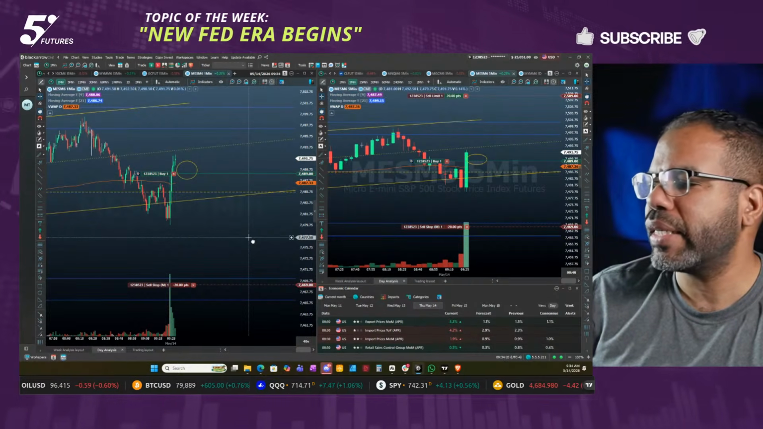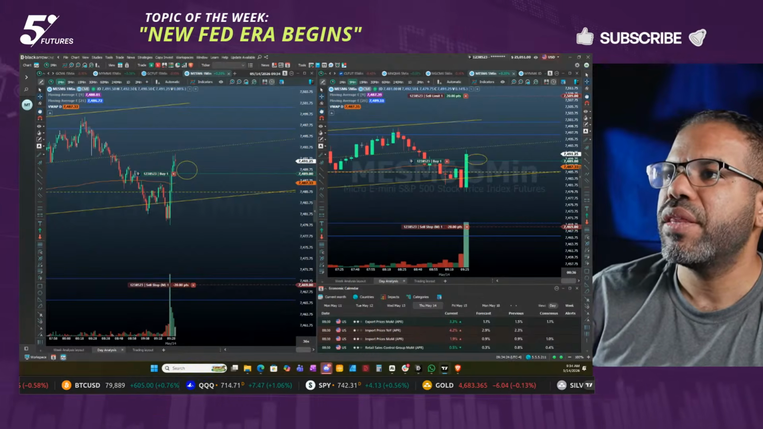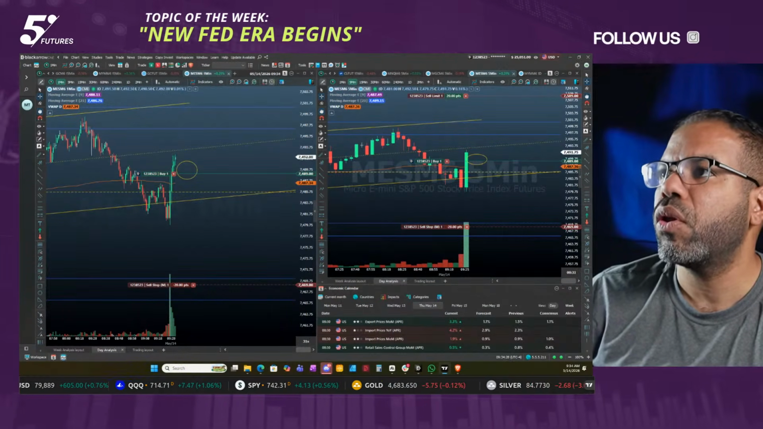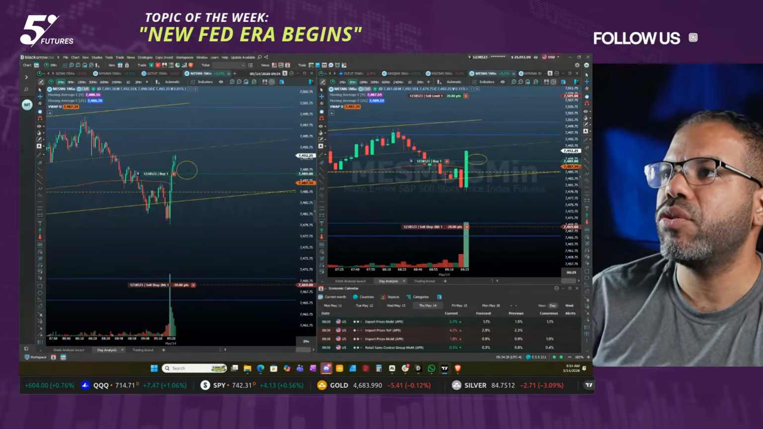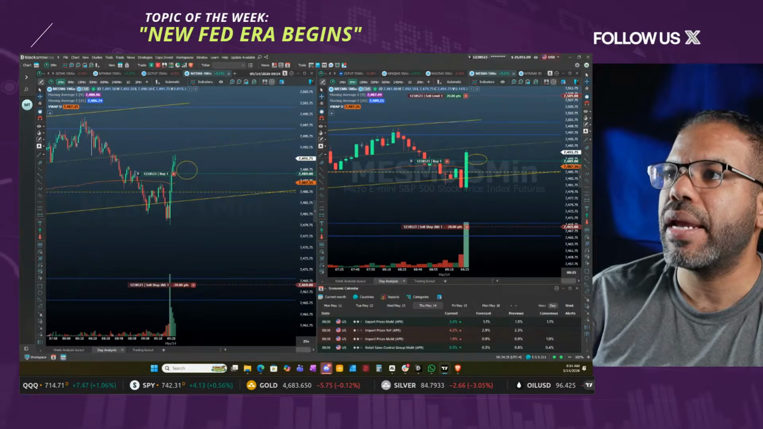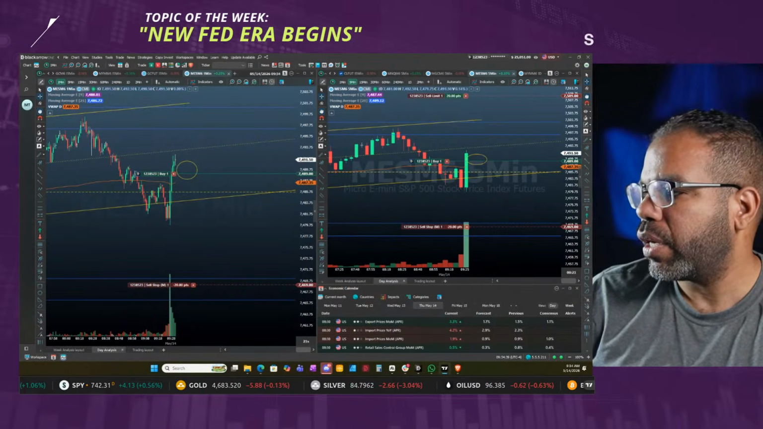One thing to keep in mind though, while on the ES we're trading above the inflection point, above the point of control, on the Nasdaq, on the NQ, we were below, and we're heading into that area now. So that might be an area of consolidation coming up right now. We'll see.